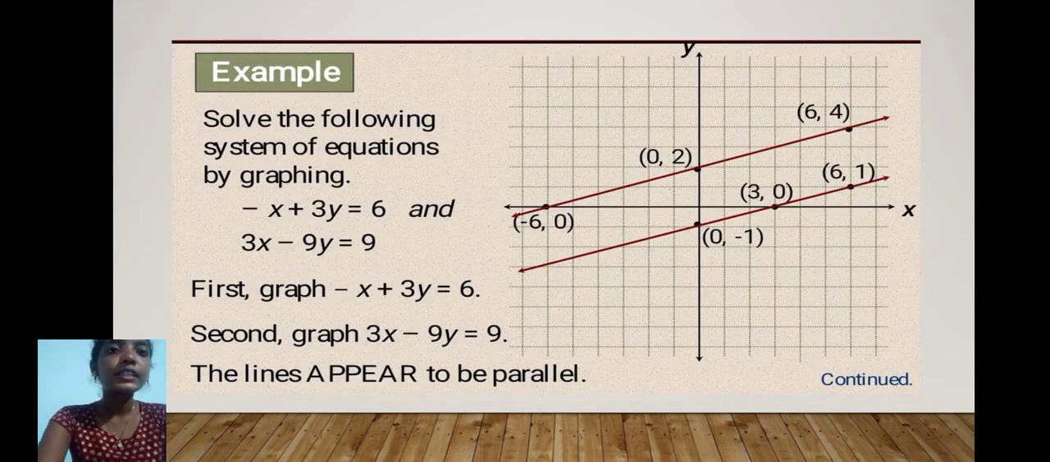So here there is another example. So the question is, solve the following system of equations by graphing. -x + 3y = 6 and 3x - 9y = 9. First, the first equation of a graph is -x + 3y = 6, and the second equation of a graph is 3x - 9y = 9. The lines appear to be parallel, so we can see in this graph there are no intersecting lines. The lines are parallel.